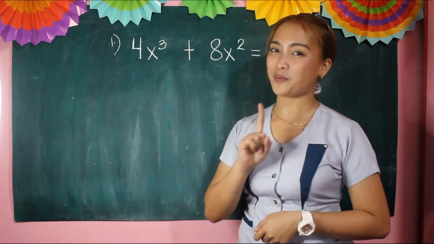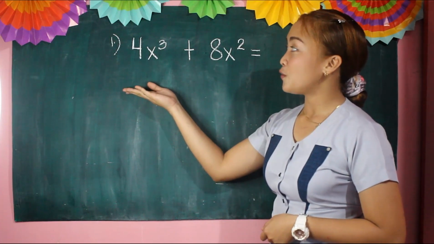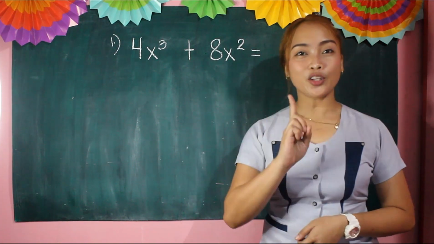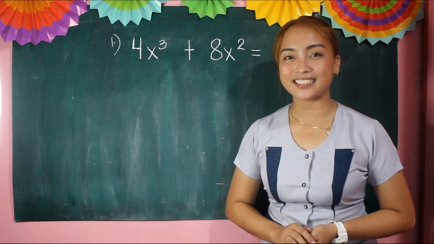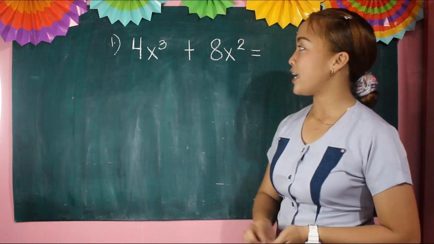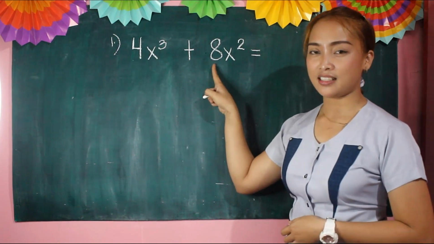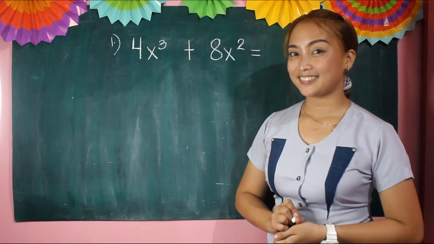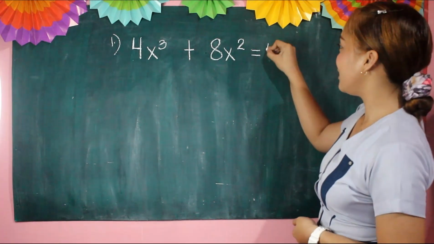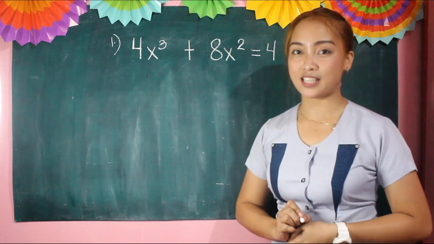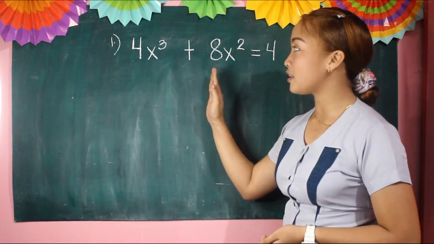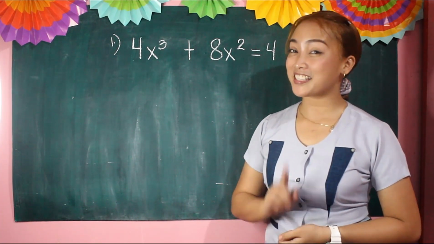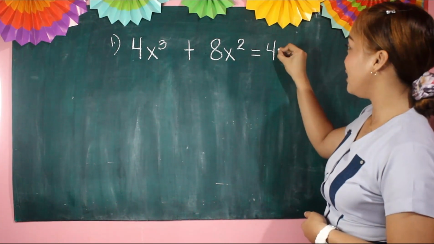Let's start with number 1. We have 4x cubed plus 8x squared. Now, ano yung first step? Tingnan natin si numerical coefficient. We have 4 and we have 8. Now, what is the GCF of 4 and 8? Very good. We got 4. Next step. Tingnan natin yung mga variables ng bawat term. May common ba? Exactly. We have the variable x.